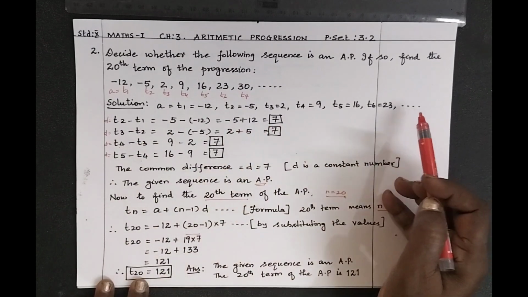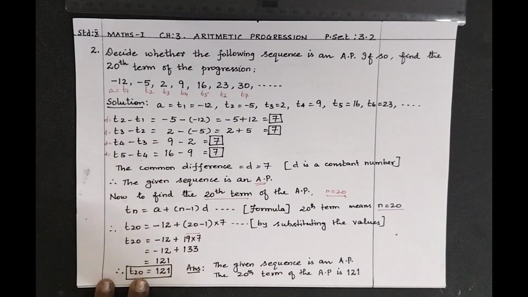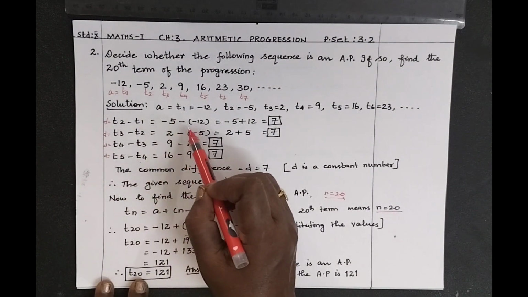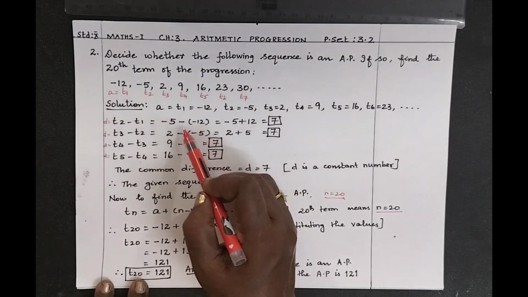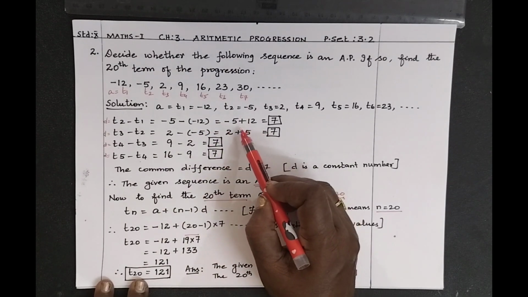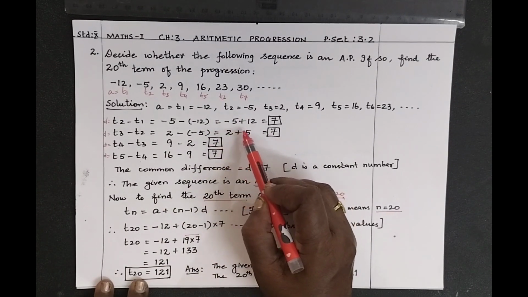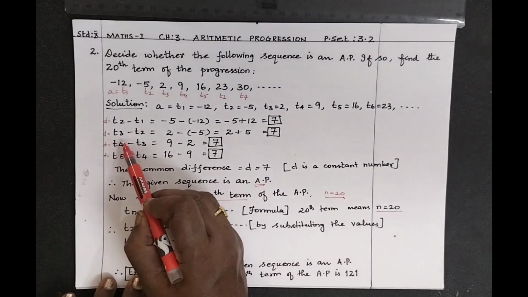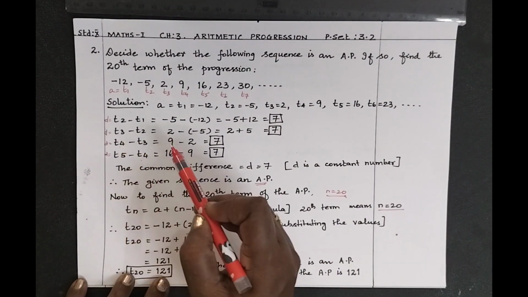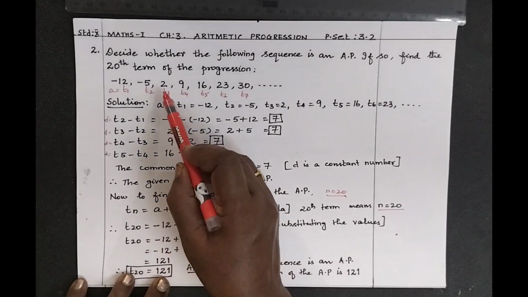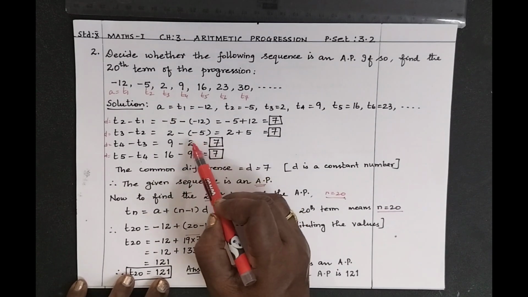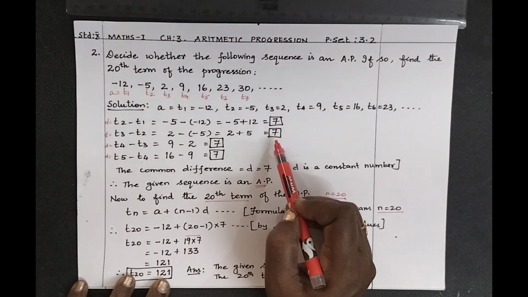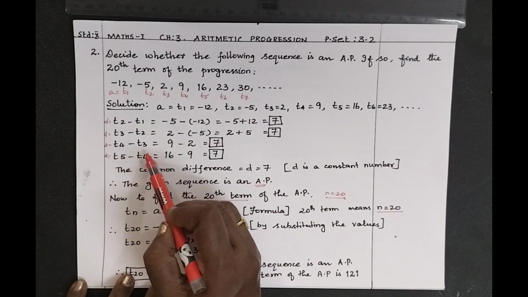You can write this way. Now T2 minus T1. T2 minus T1 is what? T2 is minus 5 and T1 is minus 12. Minus of minus 12. Minus of minus is plus. So plus 12. Minus 5 plus 12 is what? Plus 7. Similarly, we have to find out T3 minus T2. T3 is what? 2. And T2 is what? Minus 5. Minus of minus 5. Minus of minus is plus, plus 5. So 2 plus 5 is 7. So T4 minus T3.